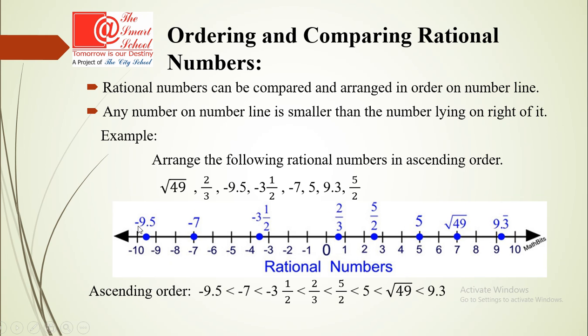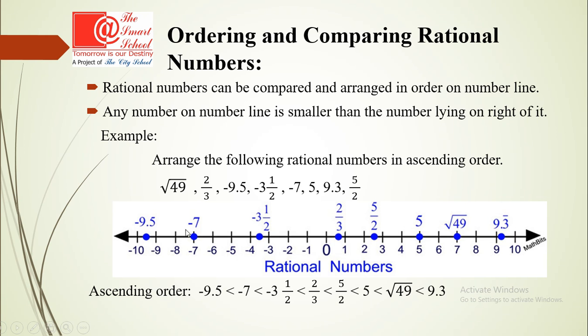See, the biggest of the minus numbers, minus 9.5, is actually the smallest number and it is at the leftmost side. And then after it, minus 7, then minus 3 whole 1 over 2, 2 over 3, 5 over 2, 5, root 49 which is equal to 7, and 9.3 with a bar on the 3. What does this bar mean? It shows that 3 is recurring. 3 will come again and again, like 9.3333. So we write a bar on 3.